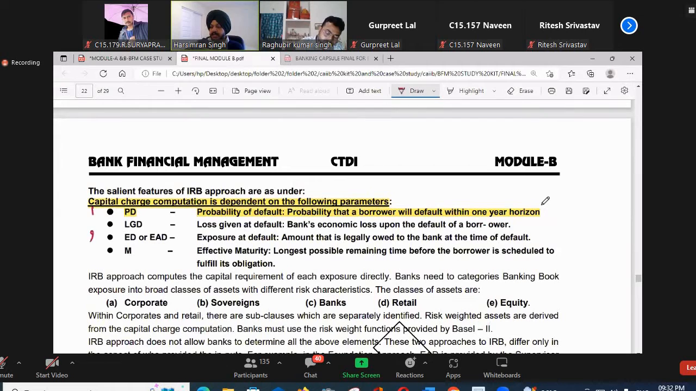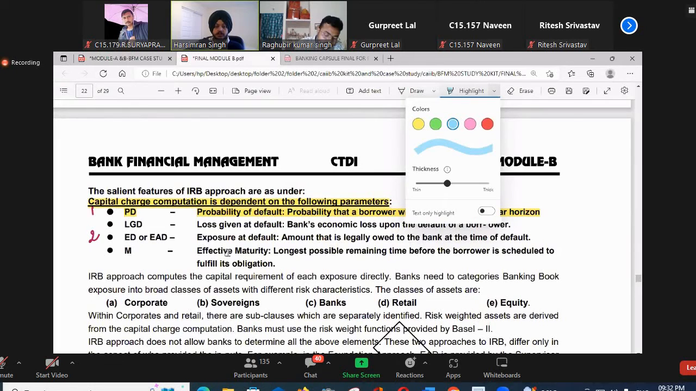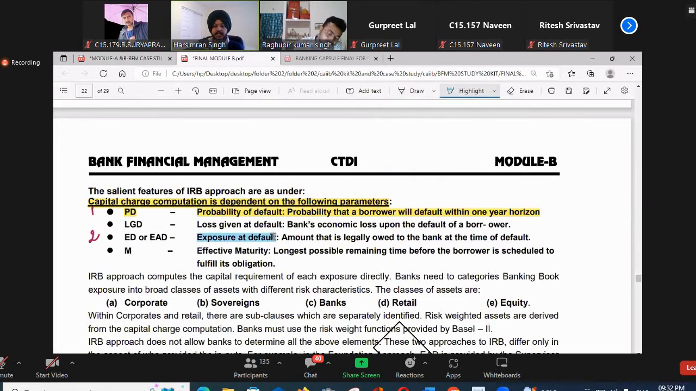उसके बाद EAD, come to EAD. Exposure at default. If the borrower defaults, what is the value of NPA? Amount that is legally owed to the bank at the time of default. And third is LGD. First step is to calculate PD, then we calculate the NPA exposure, then we calculate LGD.